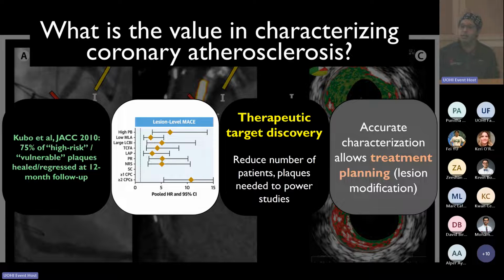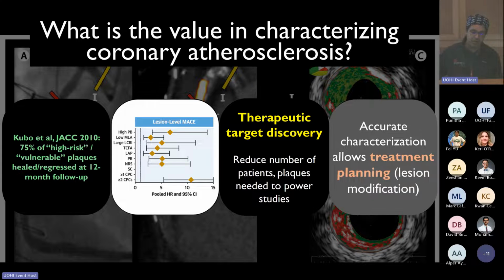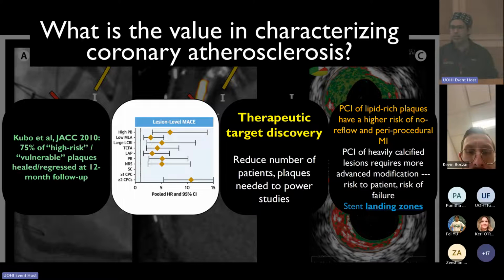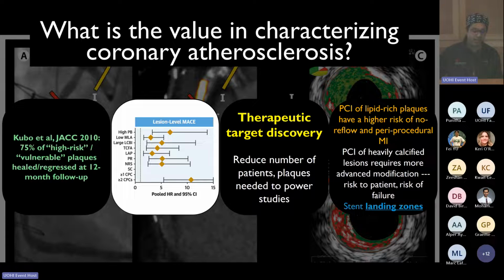And the other thing for interventional cardiologists is accurately classifying your plaques. Characterizing your plaques allows treatment planning. And this is very intervention heavy, this bit of the talk, so I'll just skip through it very quickly. But PCIing lipid-rich plaques has an increased risk of periprocedural myocardial infarction and no reflow. PCIing heavily calcific lesions actually adds to the patient's risk during the procedure and may have an increased risk of stent failure, almost certainly does if it's not adequately modified.